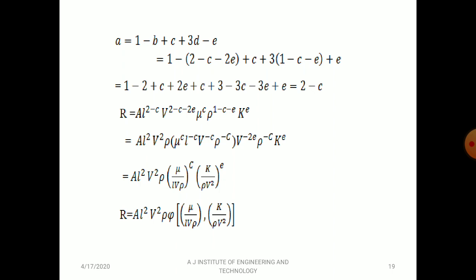I am expressing it as a function of some parameter phi: phi of mu divided by L v rho, comma k divided by rho v square. So you can just neglect the powers by expressing it as a function of some parameter phi. So there is an expression for resisting force R.